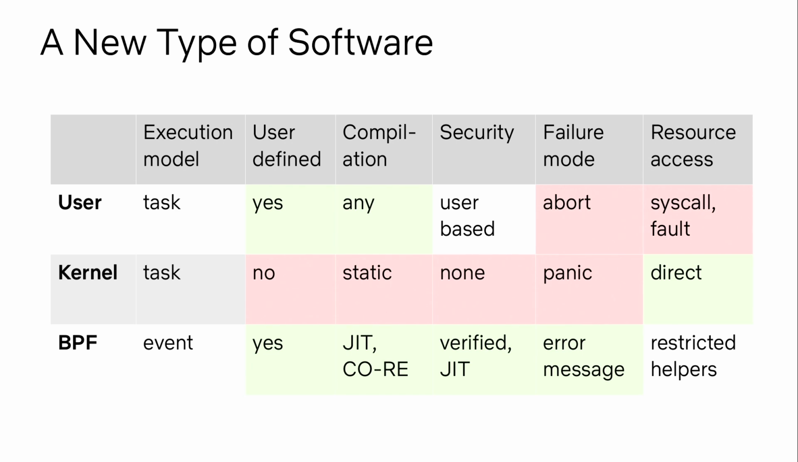The failure mode. With BPF, it fails by giving you an error message. It will reject a program. If you get something wrong in the kernel, if you're lucky, the kernel panics. If you're unlucky, you get silent data corruption, which is really bad. And resource access, it's better than user space. I don't need to either context switch or mode switch, depending on the processor architecture, to access resources. I'm already in kernel mode, and I can access them through restricted helpers. Not quite as good as the kernel, because the kernel has full direct access to anything, but that's a large improvement.